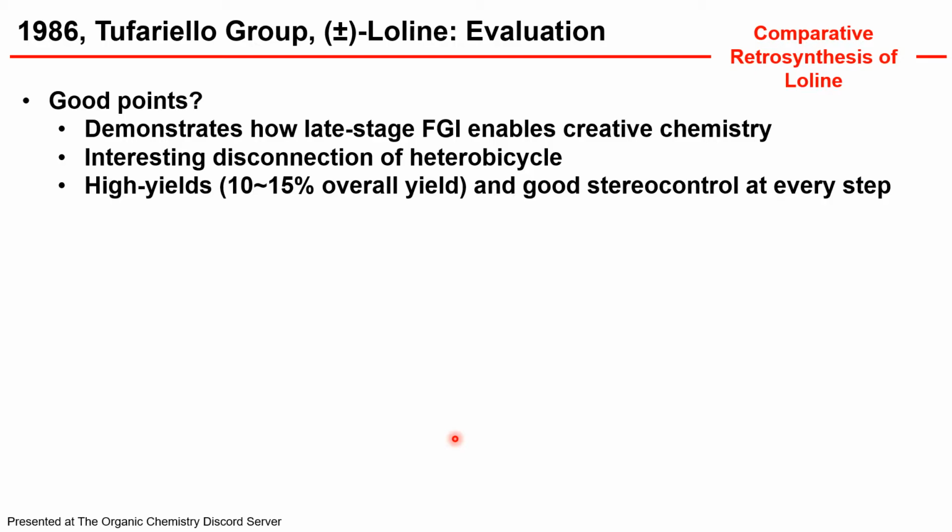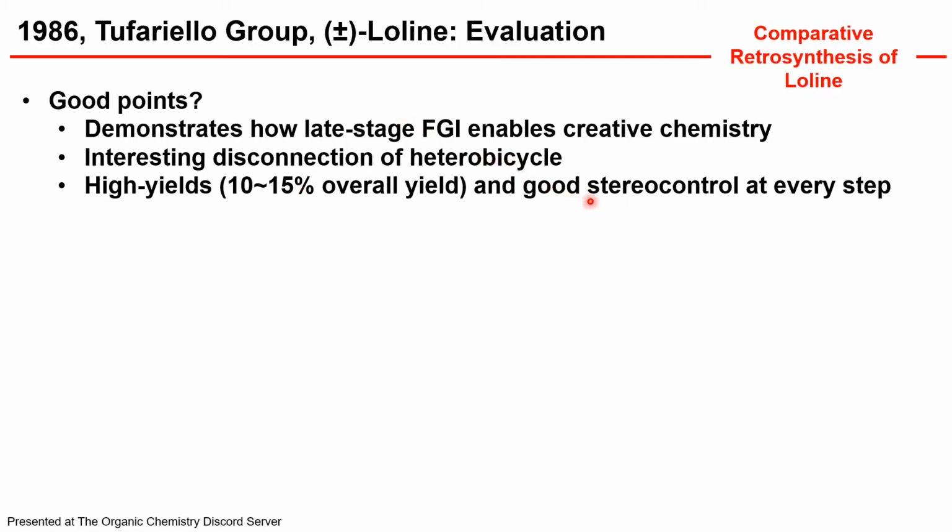That 3+2 key step shows how FGI can enable really creative chemistry. And I thought that was a really interesting way to break apart that 5-5 bicycle. The most important thing for me was they got really good yields, right? Like 10 to 15. And you'll see this is really important when we look at other syntheses down the line, because other syntheses sucked. Okay.